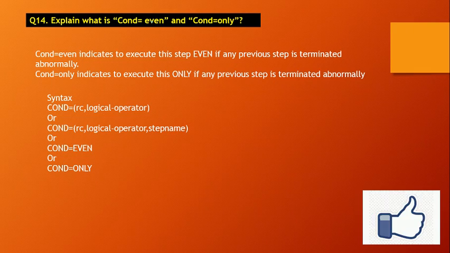Explain what COND=EVEN and COND=ONLY are. COND=EVEN indicates to execute this step even if any previous step is terminated. ONLY indicates to execute this step only if any previous step is terminated abnormally. We have this syntax: COND with RC and a logical operator like equal to, less than or greater than. You can use it here with RC, and you can give a step name also. EVEN and ONLY can also be used.